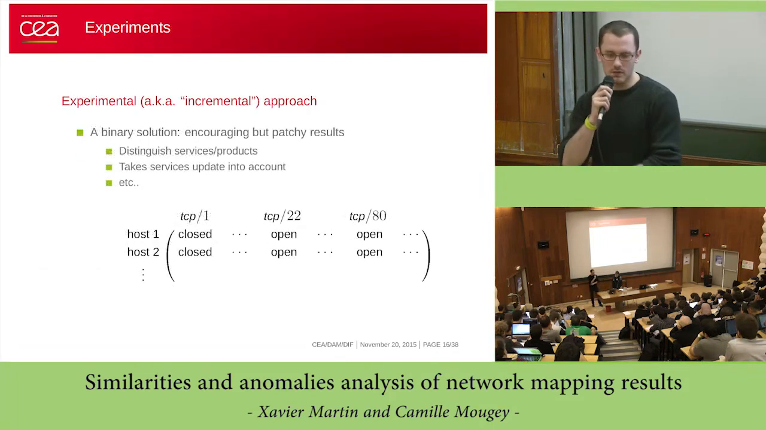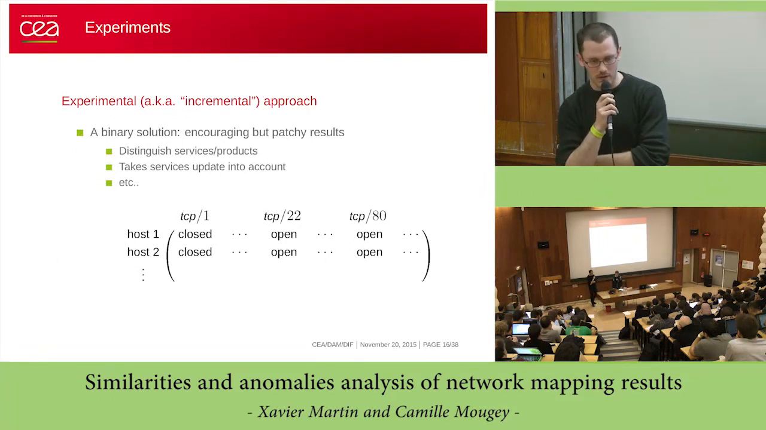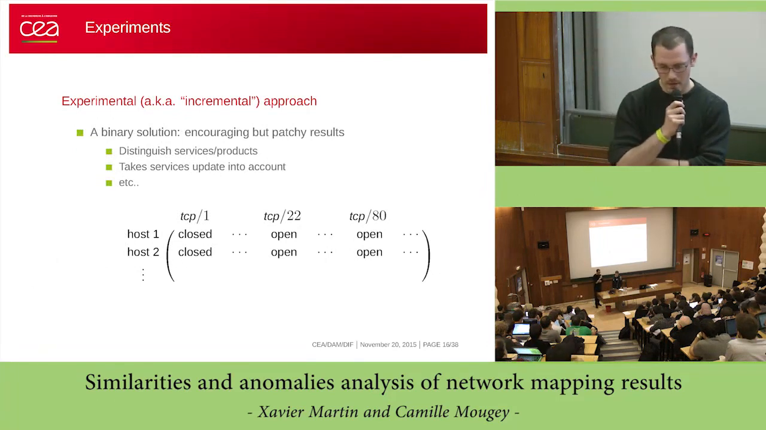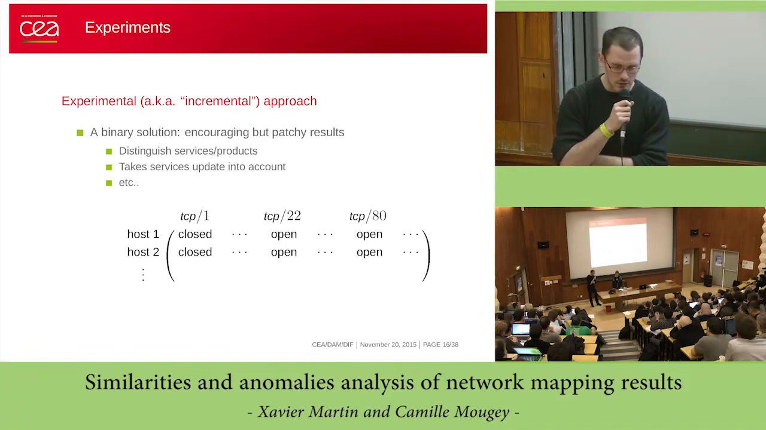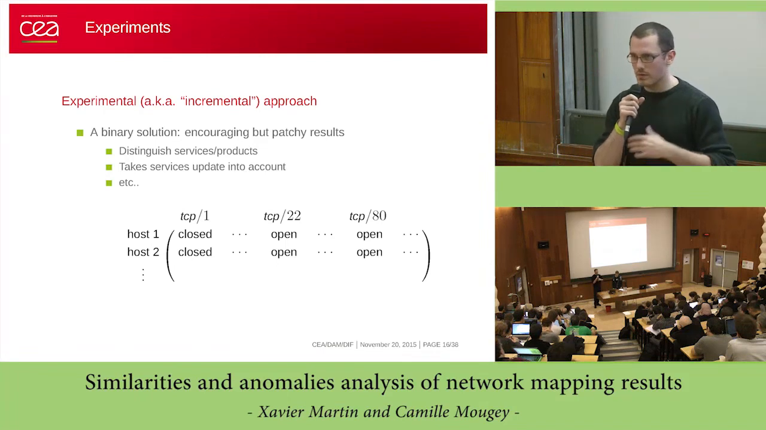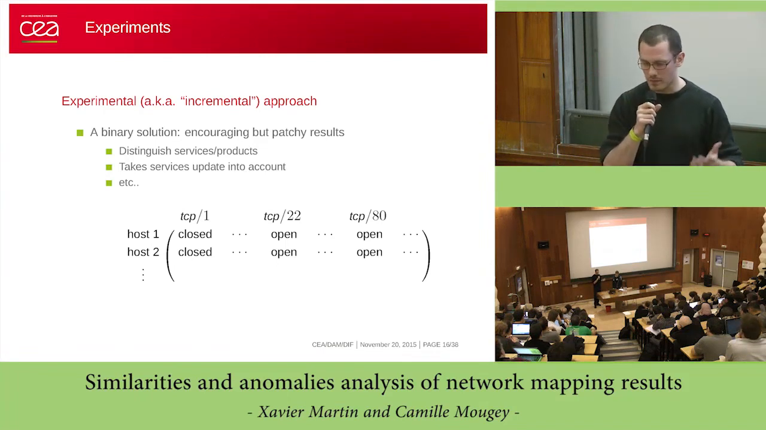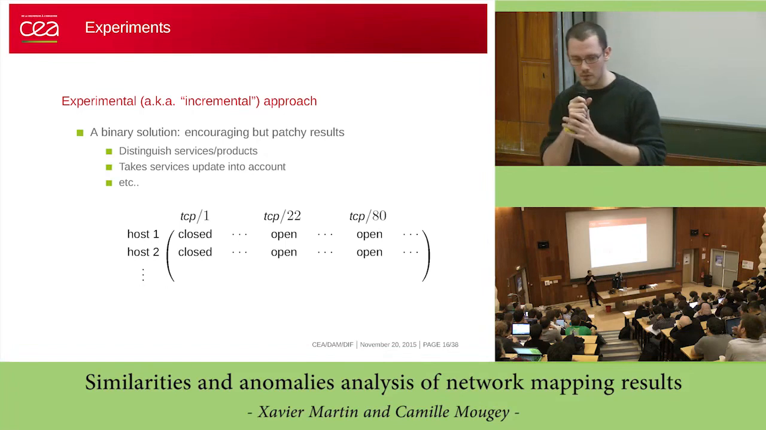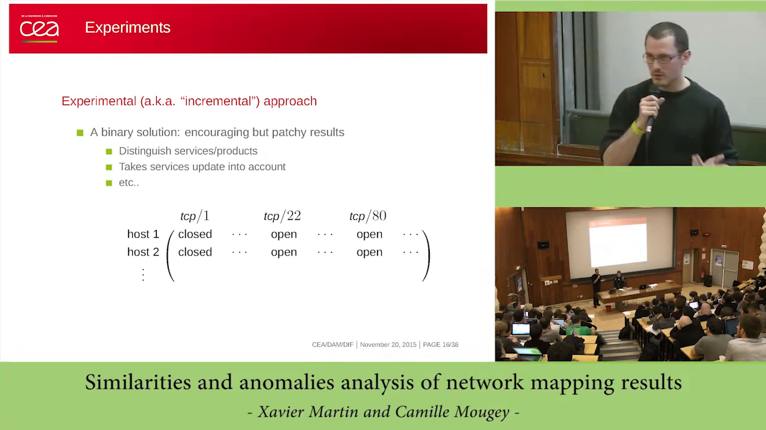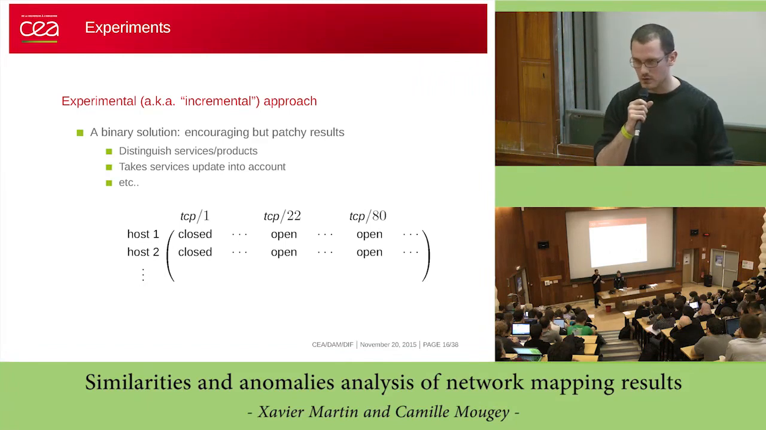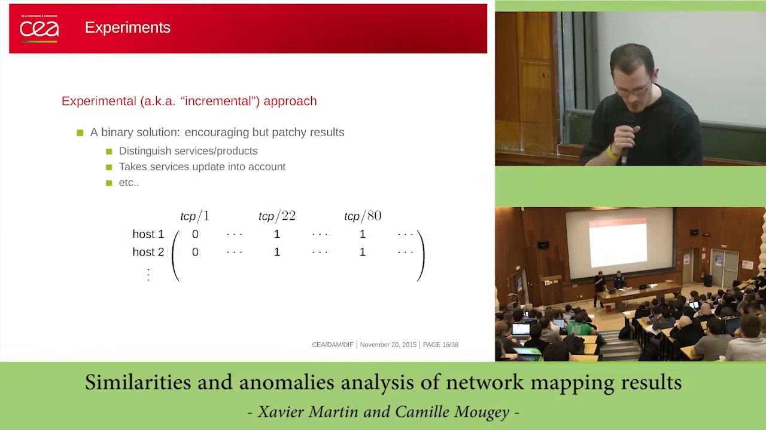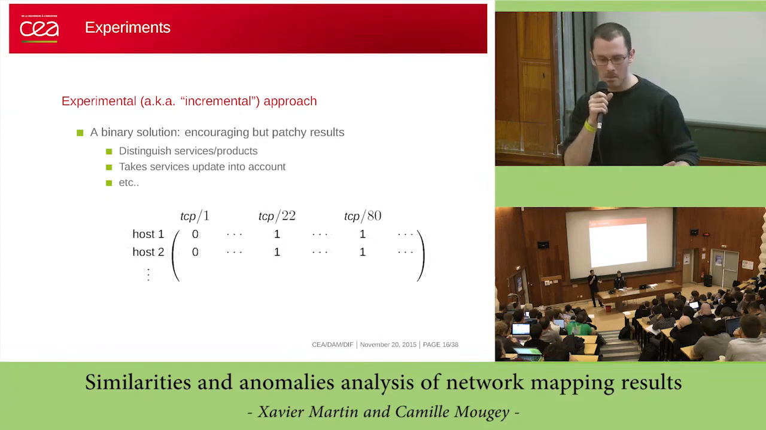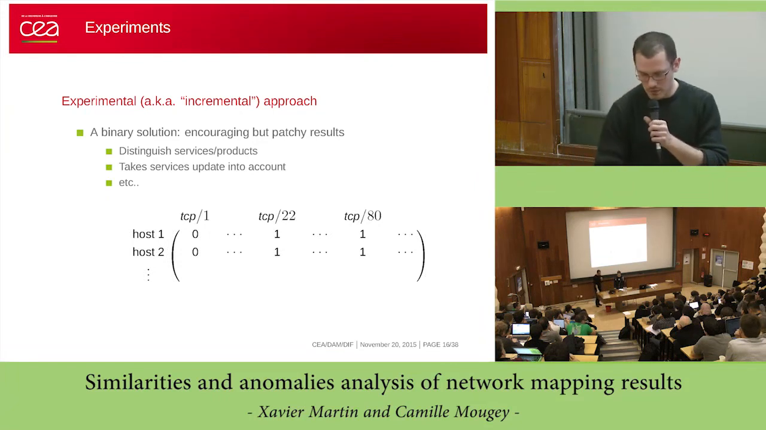So we had several approaches for this. We can call that the experimental approach. The first one was a binary solution. You consider a host, like host number 1. You list all the given ports you scanned with Nmap, for instance the 1,000 most common ports according to Nmap. And you just note if the port is closed or open. If the port is closed, you put a 0. If the port is open, you put a 1. That gives you a matrix. And with that matrix, you run the algorithm.